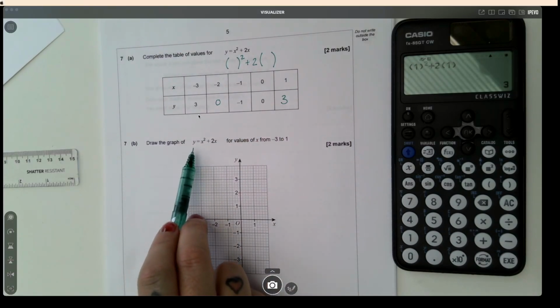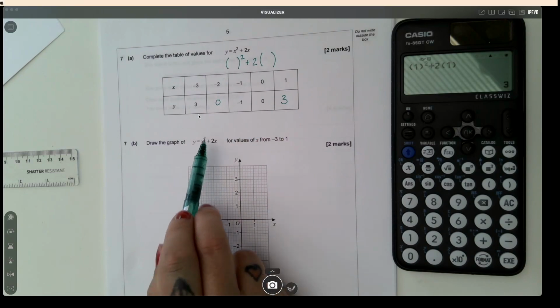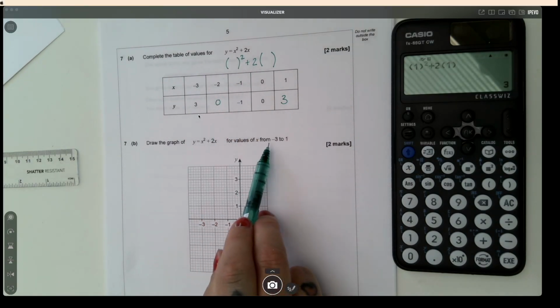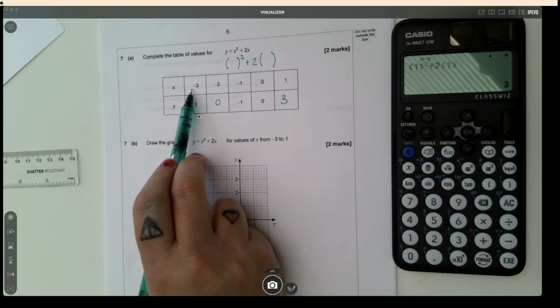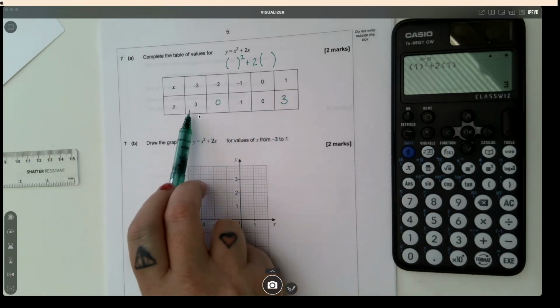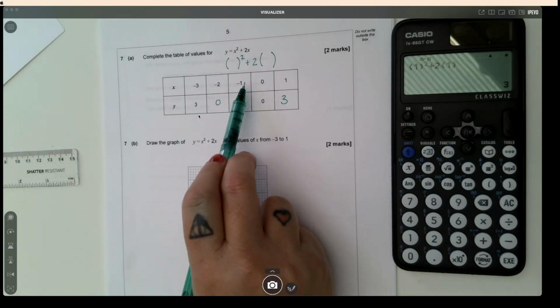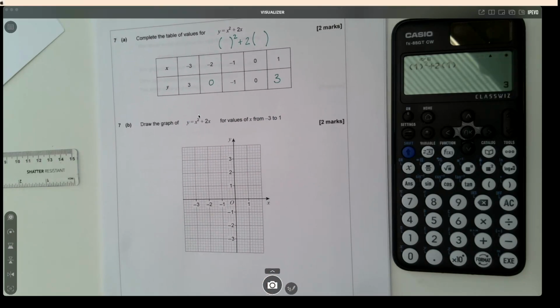7b. Draw the graph of y equals x squared add 2x. So this is the same quadratic equation from there. For the values of x from -3 to 1. So we've got the values of x from -3 to 1 and we've got their corresponding y values. So that means we can use these pairs as coordinates to draw this graph.